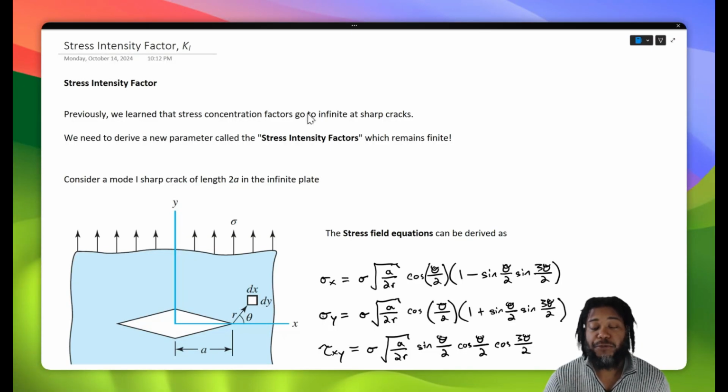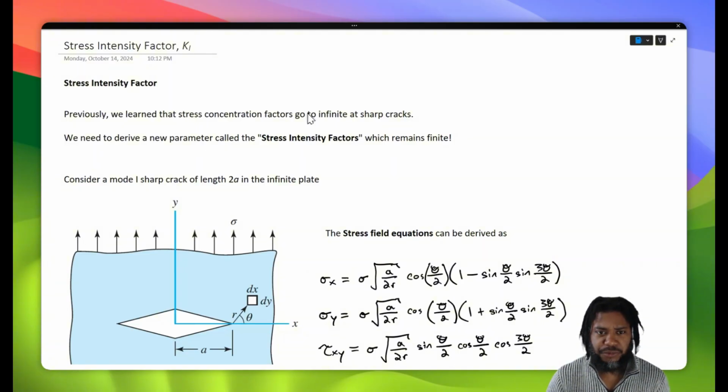Previously we learned that stress concentration factors go to an infinite value when we're dealing with sharply cracked structures. And we learned that there's a need to develop a new parameter that can deal with those infinite values of stress. That new approach is called the stress intensity factor approach, where the stress intensity factor is a parameter which remains finite even in an infinite stress field.